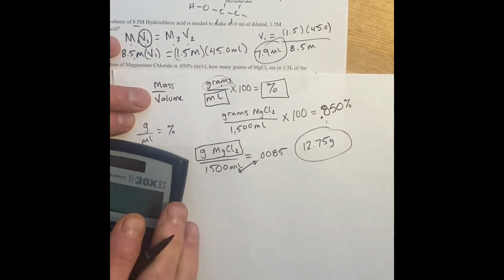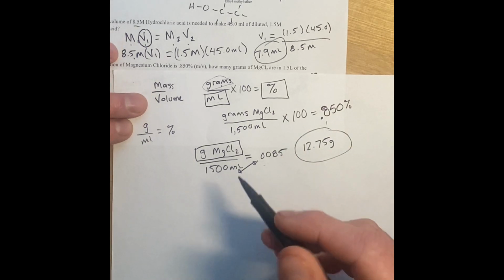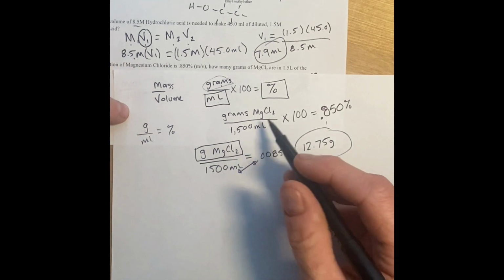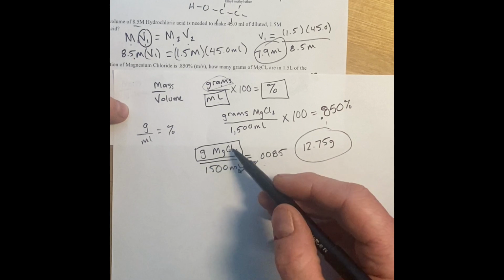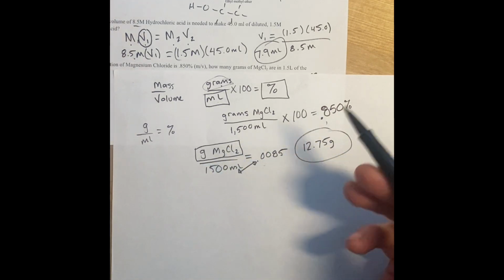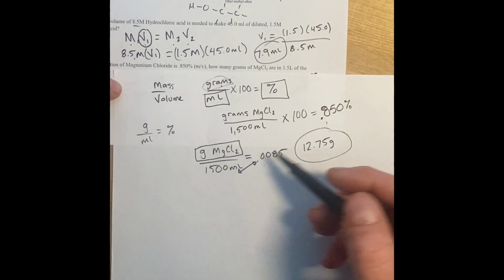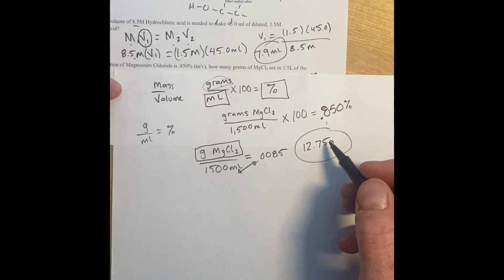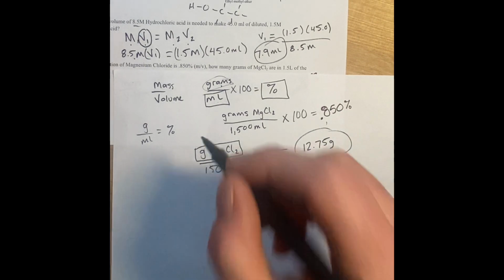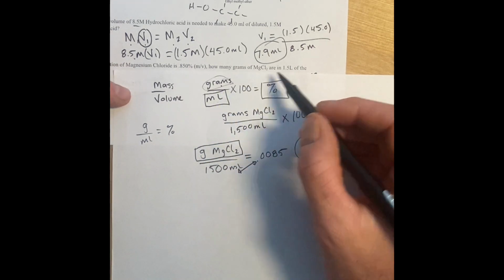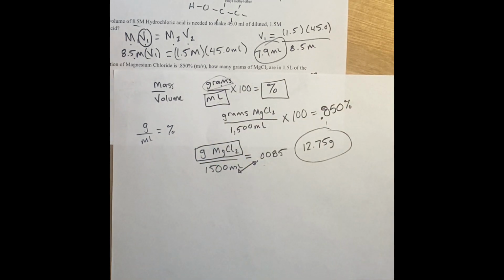Now, in this case, don't be thrown off by it being magnesium chloride. It could have been any compound here, because we're just solving for the number of grams of really any solute that you're going to use. That's how you approach that problem. Just make sure your liters are converted into milliliters.